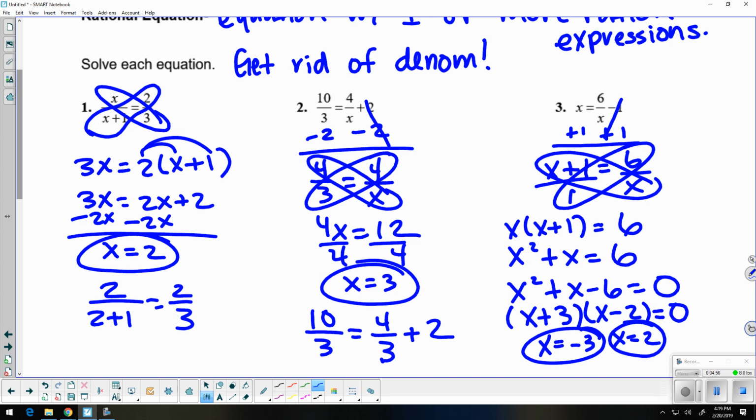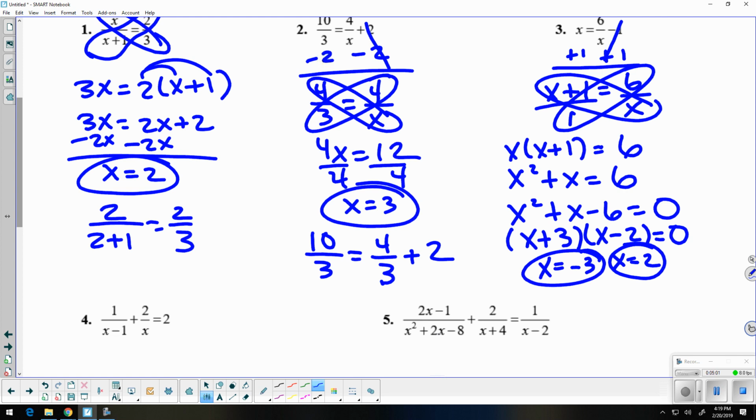So plug those back in, make sure they actually work in the end. I'll let you guys know that both answers do work. So -3 and 2 are two possible solutions.